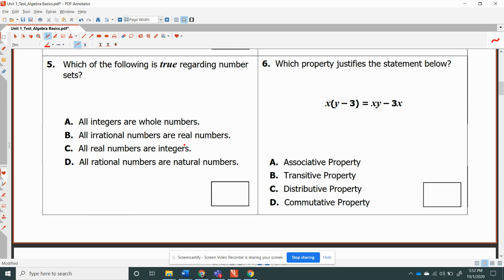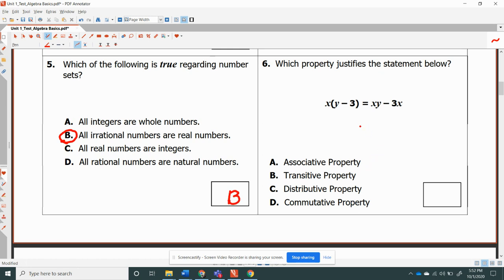So which of the following is true regarding number sets? Are all integers whole numbers? No, because we could have negative integers. Let's look at C. All real numbers are integers? No, because we could have rational numbers, fractions, decimals, and those are not integers. All rational numbers are natural numbers? Not necessarily true, but all irrational numbers are real numbers. So the answer there is B. And again, you could have used that chart that I gave you to help you out with that.